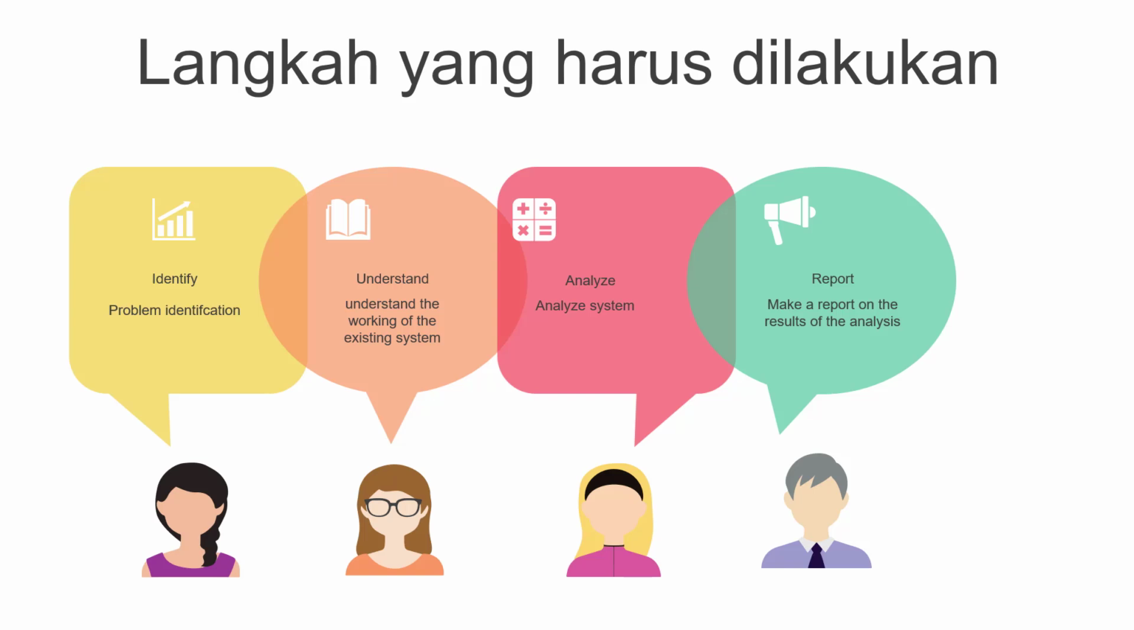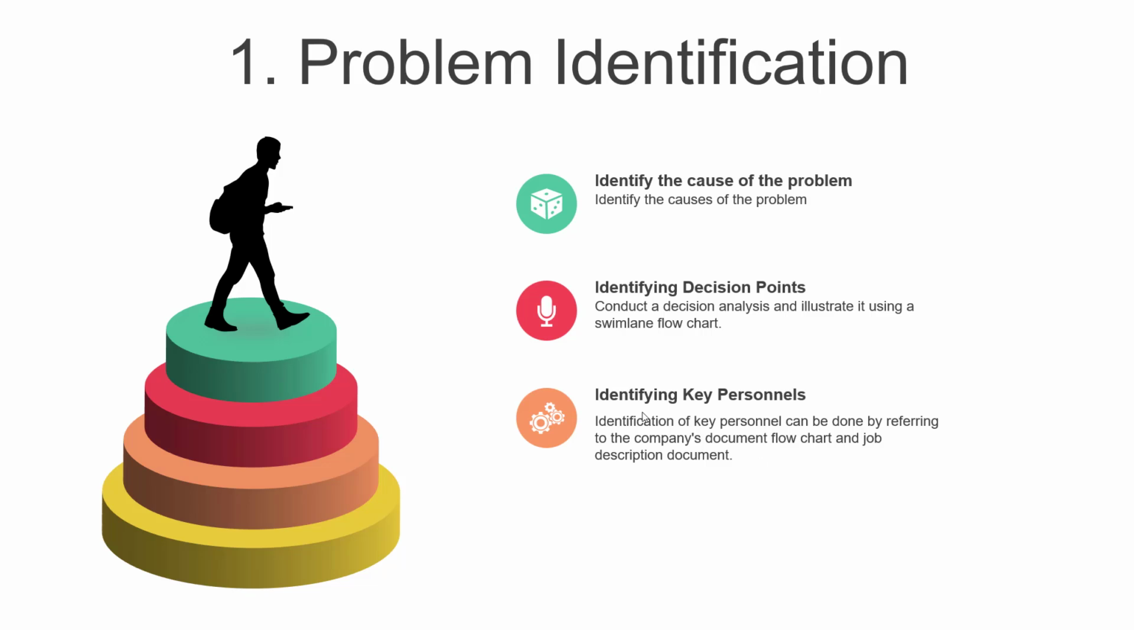Okay, we can explain one by one the steps that we know in this slide. The first one is problem identification. You know that you have problems from some communities, so we identify the cause of the problems. What is the cause of the problems?